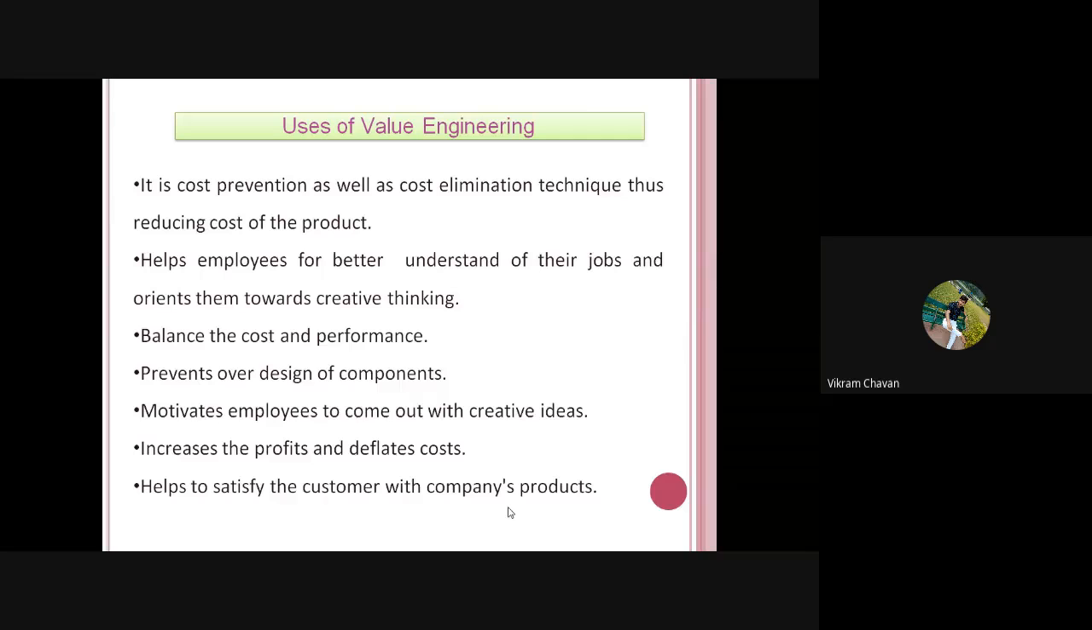Okay, so uses of value engineering, please note down uses of value engineering.